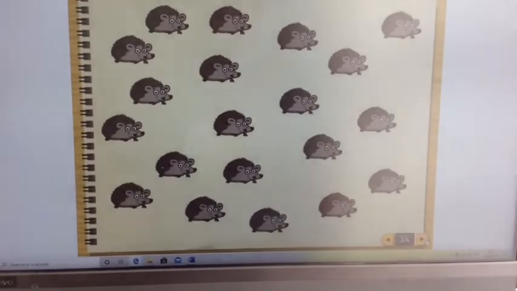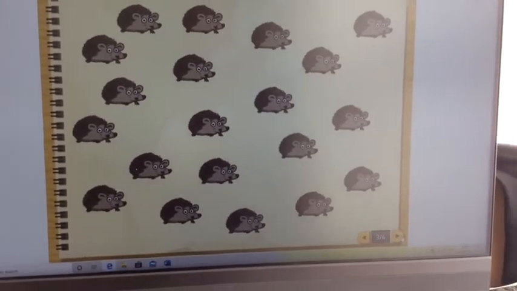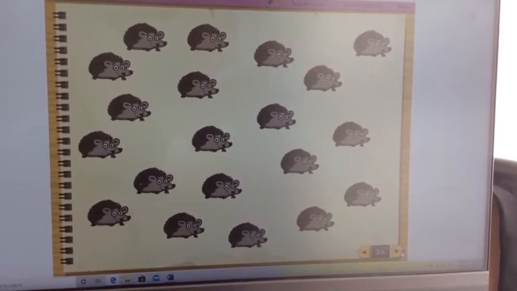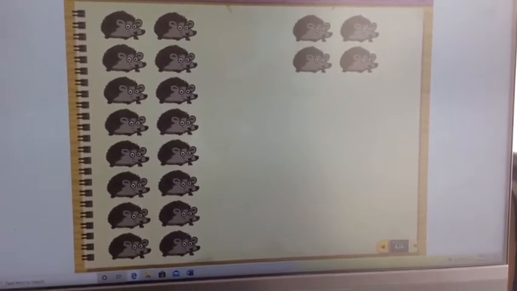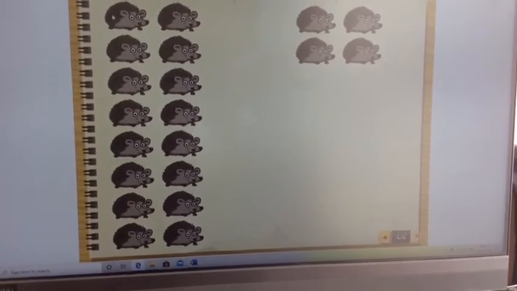Okay, let's think about hedgehogs in our next number story. Here you can see 20 hedgehogs. But look what happens on the next screen. So if there's 4 there, and there were 20 altogether, how many must there be here? We can count in twos to check, look. 2, 4, 6, 8, 10, 12, 14, 16.